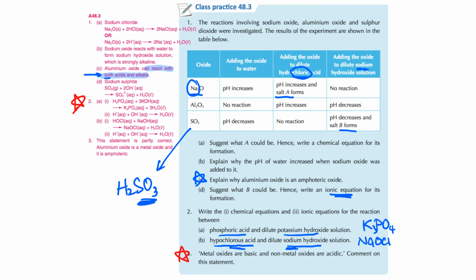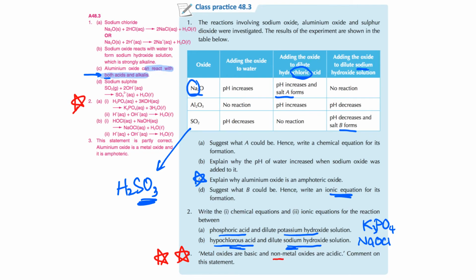Last one. In MC we quite often see this statement: metal oxides are basic, non-metal oxides are acidic. Comment on this statement. Remember, whenever you say comment, you have to agree or disagree. You think it is correct or incorrect. The answer right here is not that good. We'll just get into it very quickly.